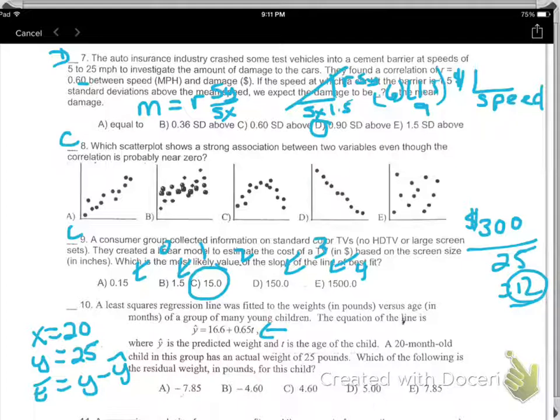So I'm going to go to my calculator, 16.6 plus 0.65 times 20. Let's see if I put the numbers in right, 16.6 plus 0.65 times 20, and I get 29.6. So my truth is 25, my predicted is 29.6, and this is equal to negative 4.6. So my answer is B. Okay, you need to know how to do that problem. That's a good problem to know how to do.